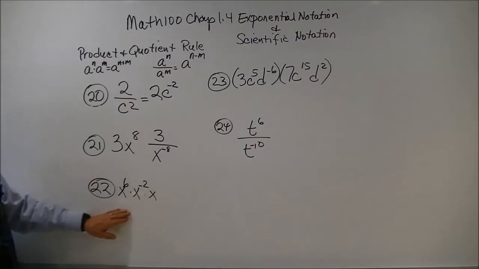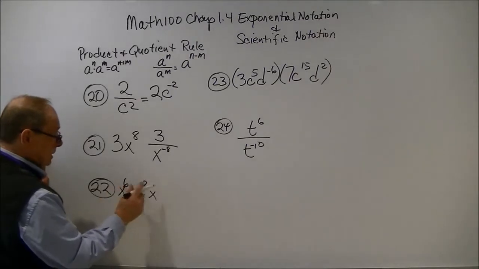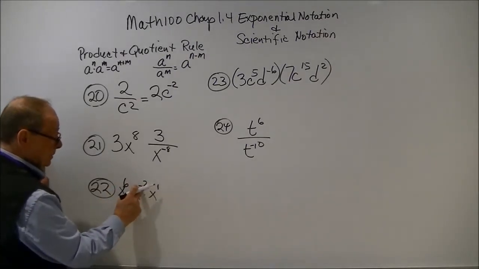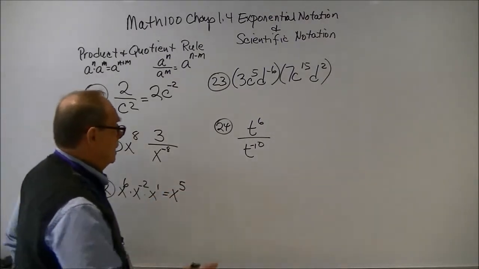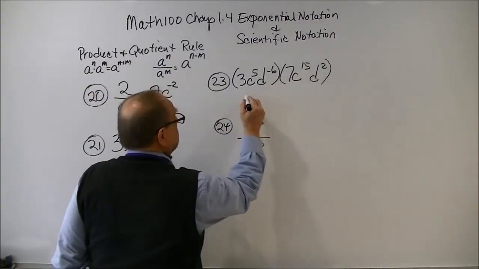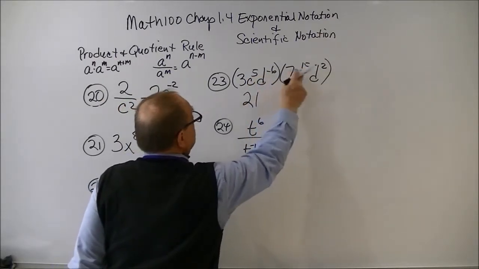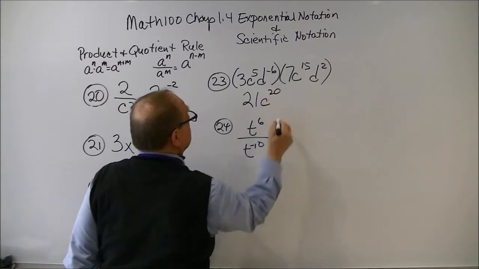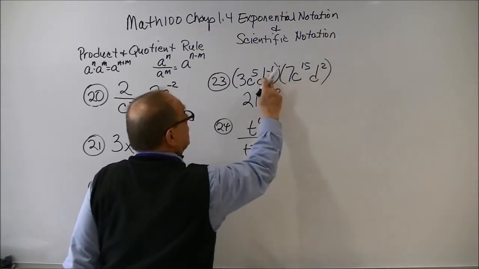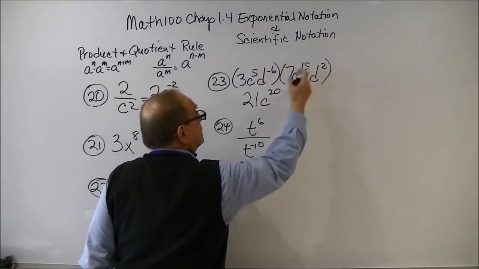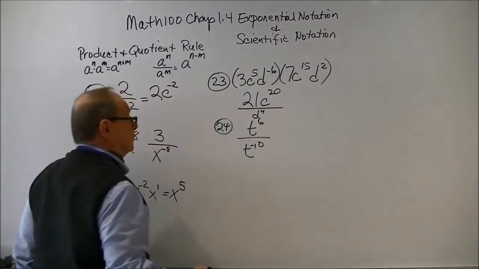Now here is to simplify, and only with positive exponents. So it's 6 and 1 are 7 minus 2, x to the 5th. 3 times 7 is 21. c to the 5 plus 15, that'll be c to the 20. And this is going to be d to the negative 4. A negative 6 and a 2 gives me a negative 4 that I bring down to the denominator, and I get a positive 4 down there.